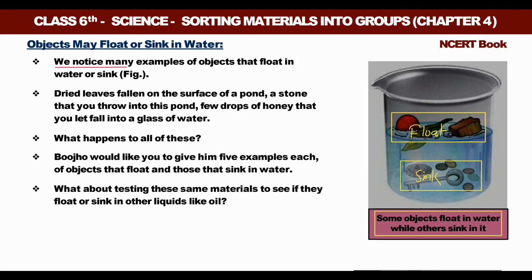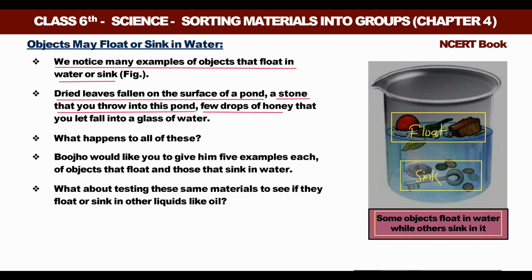We notice many examples of objects that float in the water or sink. हम लोग notice करेंगे, फिगर में कर रहे हैं. Dried leaves fallen on the surface of a pond. यदि dried leaves pond के surface water पर गिरते हैं तो वो float करते रहेंगे. And a stone that you throw into this pond, यदि stone इस pond में आप फेंकते हो तो वो sink हो जाएगा, because stone is heavier.